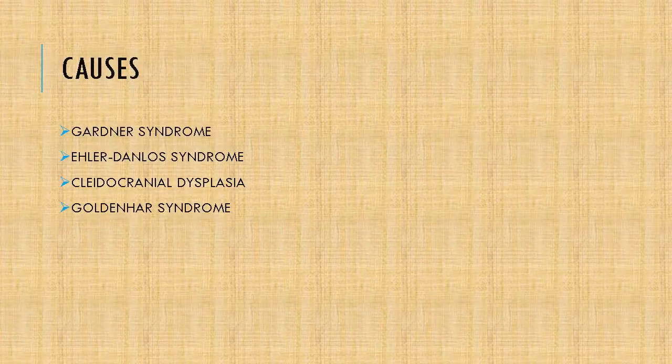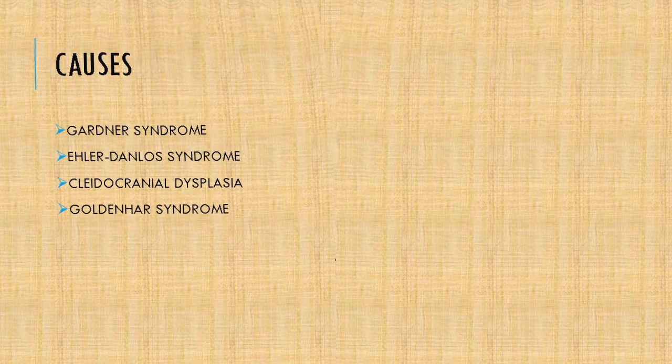And let's go on with the causes. There are various causes, but the most common ones with which supernumerary teeth may be associated are Gardner syndrome, Ehlers-Danlos syndrome, cleidocranial dysplasia, and Fabry-Gold syndrome. So these are the four most common syndromes in which supernumerary teeth are seen. There may be other causes also.